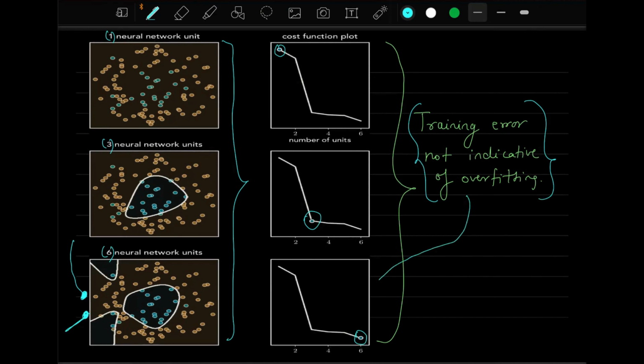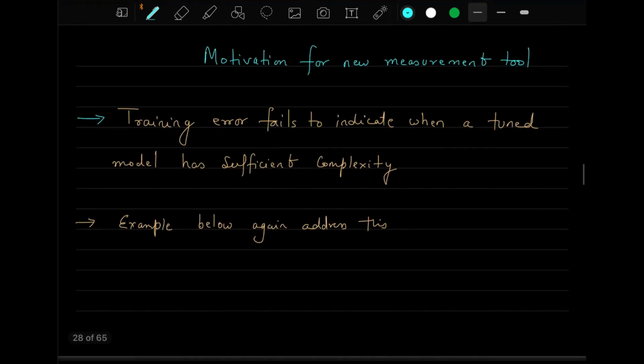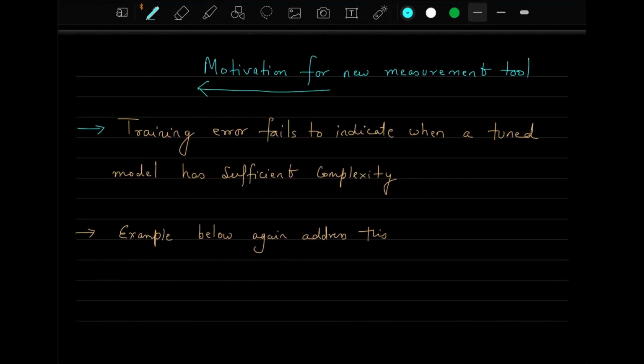So that is the reason why people were motivated to find out some other metric that can avoid all these types of situations, where we have to come up with an indicative measure that can indicate, okay, this is the point where it is overfitting. So we have to come up with that type of metric. So in order to do that, we have a motivation for coming up with a new measurement tool.